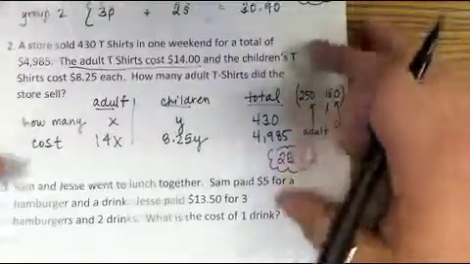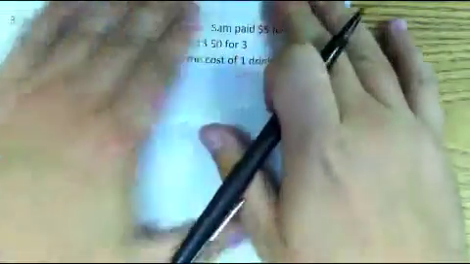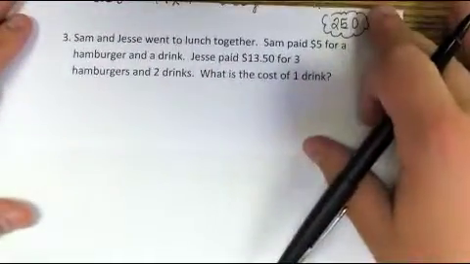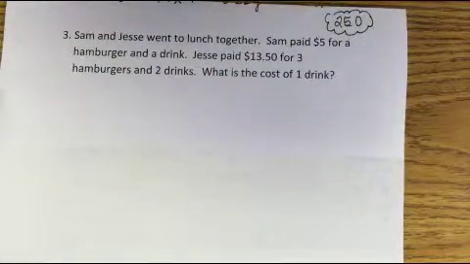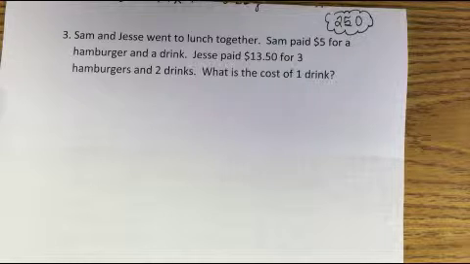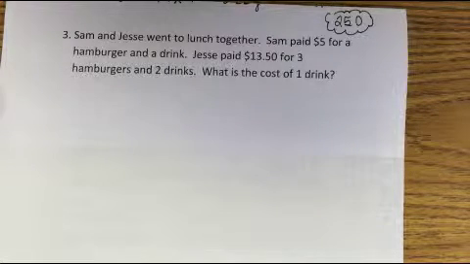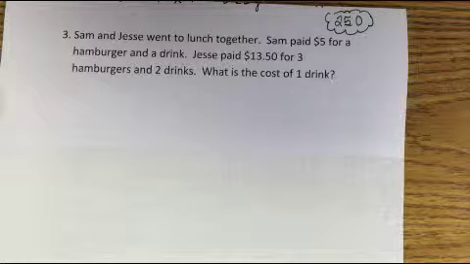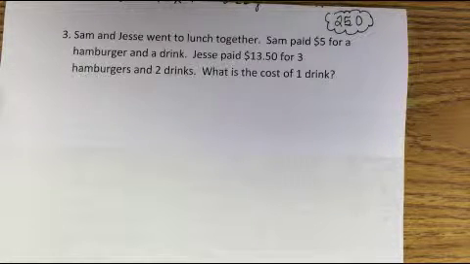All right. Last one, number 3. And then I will give you guys a few problems to try. Okay? Sam and Jesse went to lunch together. Sam paid $5 for a hamburger and a drink. Jesse paid $13.50 for 3 hamburgers and 2 drinks. What is the cost of 1 drink?